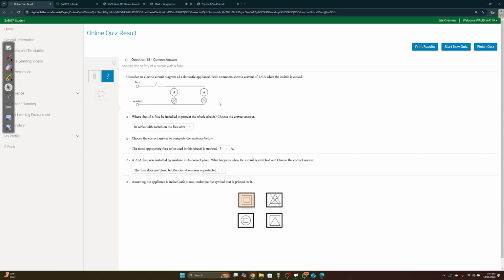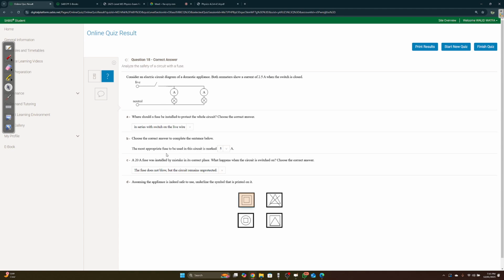Question 18. Consider an electric circuit diagram of a domestic appliance. Both ammeters show a current of 2.5 ampere when the switch is closed. Where should a fuse be installed to protect the whole circuit? Remember, fuses should always be placed on the live wire, not in parallel, please. If it's in parallel, the fuse blowing won't turn off the whole circuit. The whole reason of using a switch is to turn off the whole circuit, so it must be placed in series, always on the live wire.